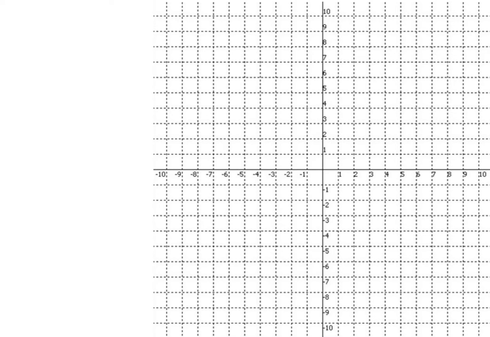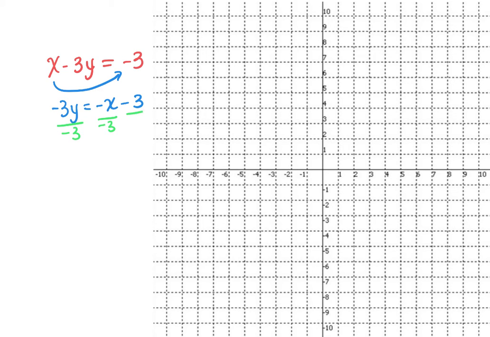So if you have been given this line right here, one of the things you can do is put it in slope-intercept. So we would then move the x over, so that would become a negative x minus 3, and then we would divide everything by that negative 3. So we have y equals 1/3 x plus 1. So you would start at 1 and go from there.